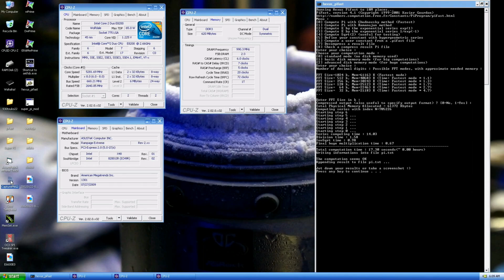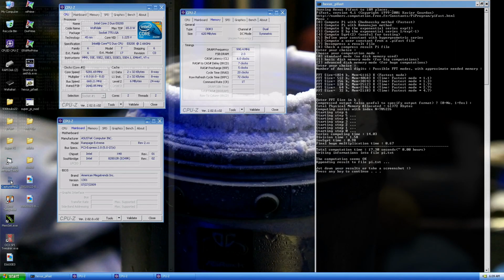So that's the first top score, 17.3 Pifast, previous top score by Tapaka at 17.36. Definitely more headroom left, I'm sure. We'll see.